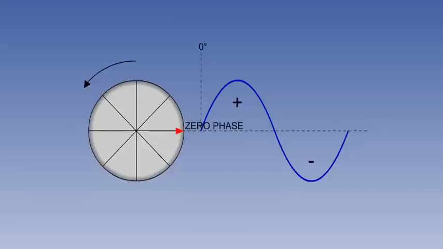The start point of the cycle, the zero phase point, always lies on the zero amplitude line at the start of the positive half of the sine wave, that is, the part above the zero line. The part of the wave below the zero phase line is called the negative part of the wave.